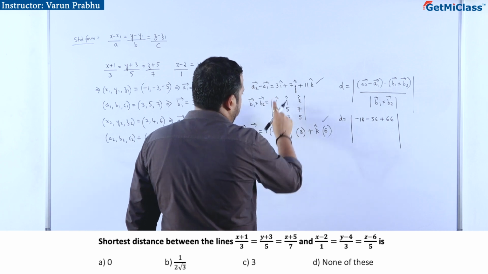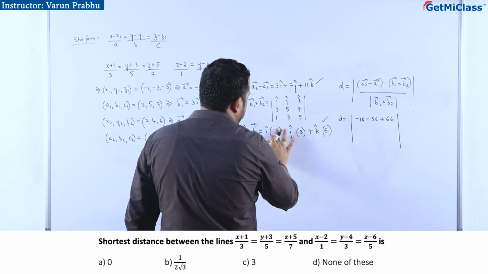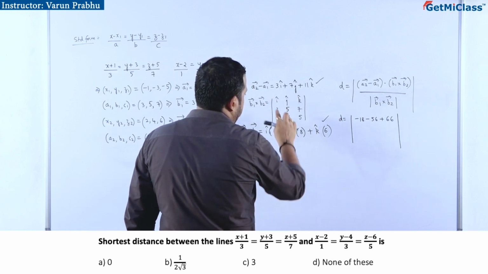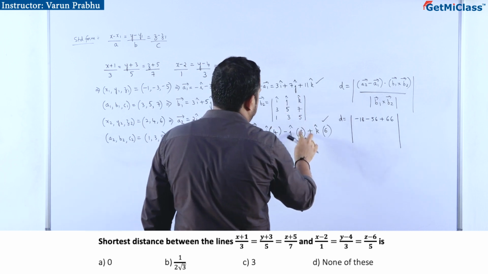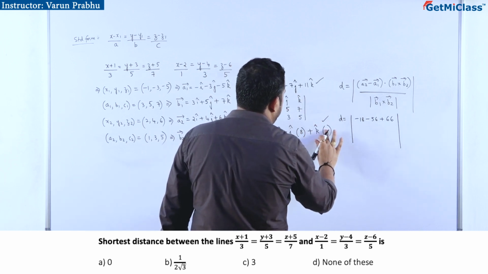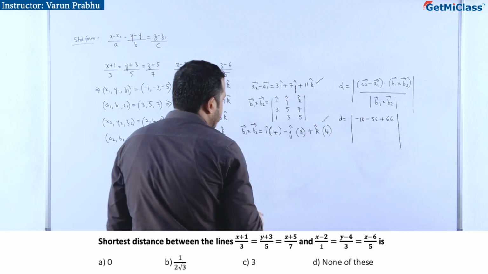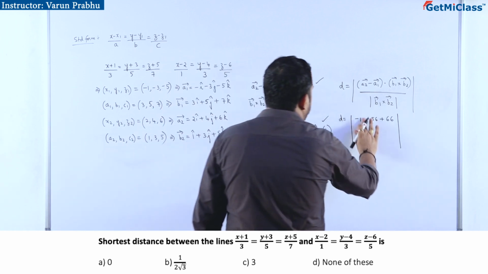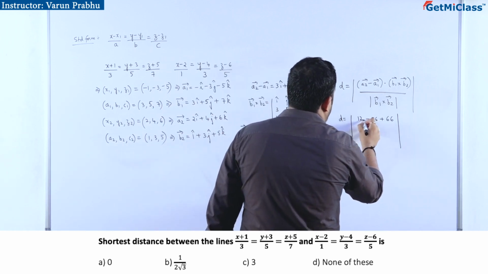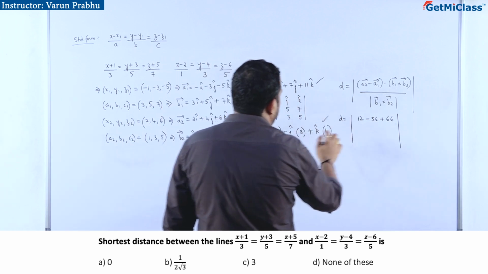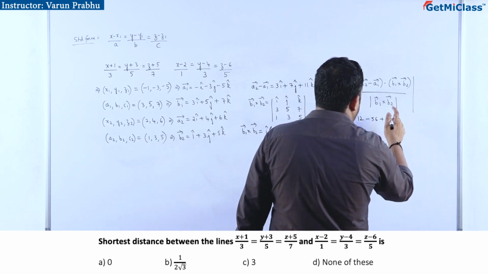So i cap into, leaving the row and column, 25 minus 21 should be 4, right? Then leave the row and column, so this is correct. Leaving the row and column, 9 minus 5 will be 4. So if you see this, here the answer will be 12. And then here the answer will be 12 minus 56 plus 44.